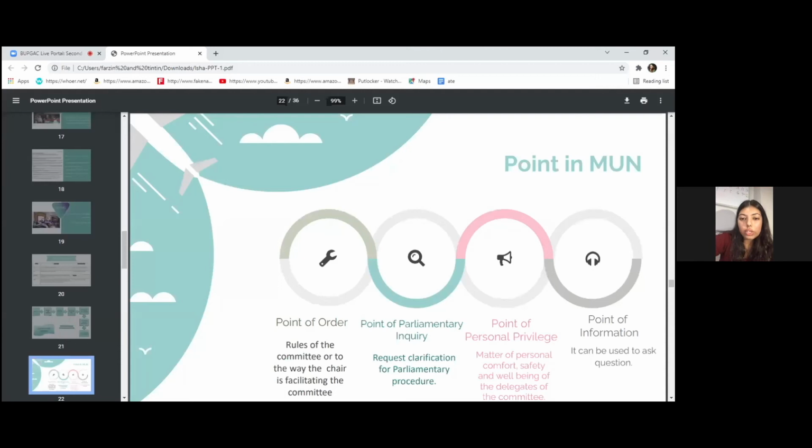Okay, we have a question. There's a point of parliamentary inquiry and point of order both for the dais. A point of order you can raise against either the dais or another delegate. Whoever has gone against the ROP, you raise a point of order. But a point of parliamentary inquiry is a question you want to ask the dais member. I hope that's clear. Can you reply if you're clear?